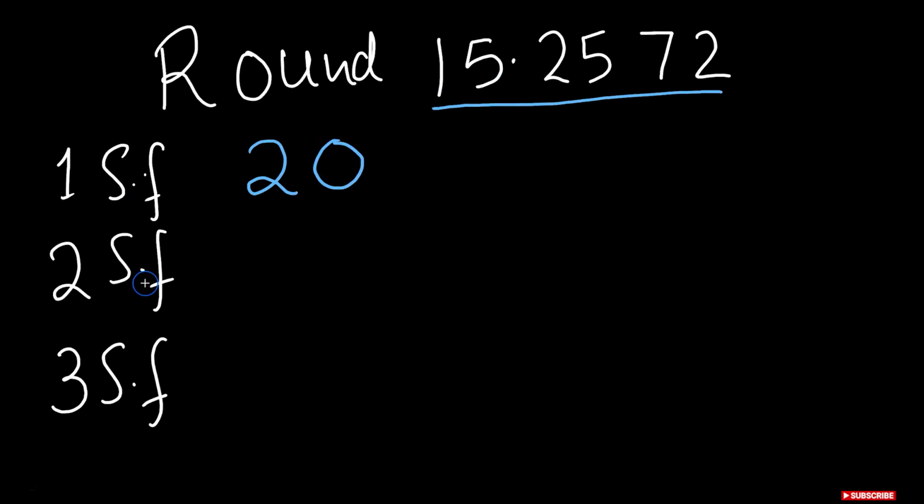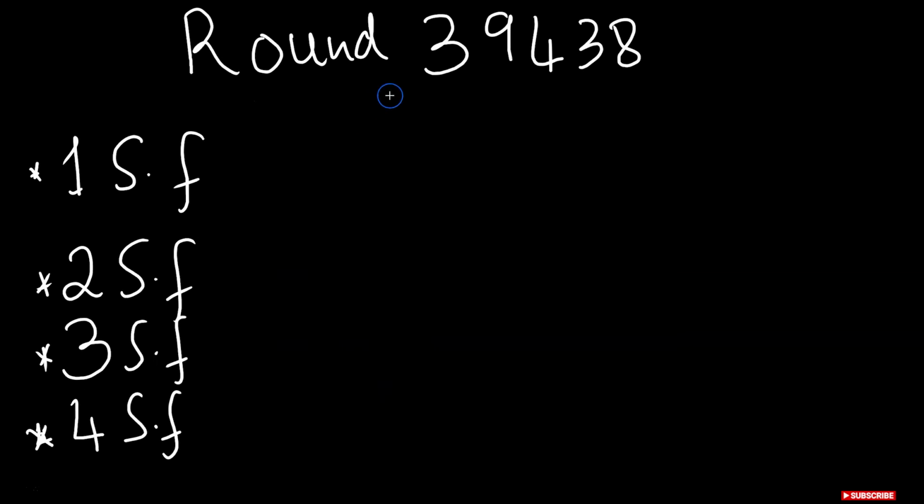Second one, 2 significant figures. So I count 1, 2. Now my next number is less than 5, which means I'm going to keep this the same, 1, 5. So that number is 15. 3 significant figures. So I count 1, 2, 3. Now, before I take this number, I look on the right. Is this number 5 or more? Yes. So the 2 becomes 3. So this number to 3 significant figures is 15.3.